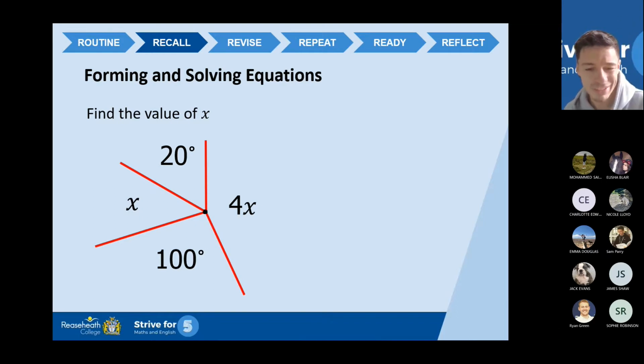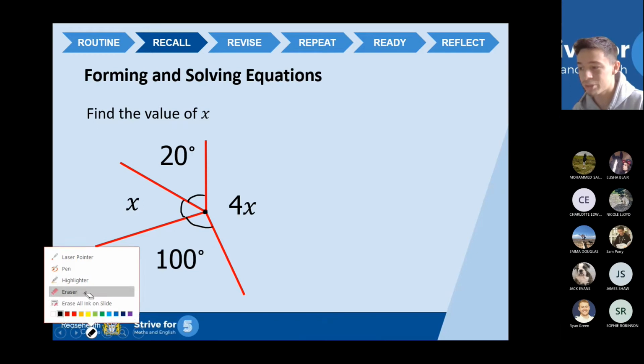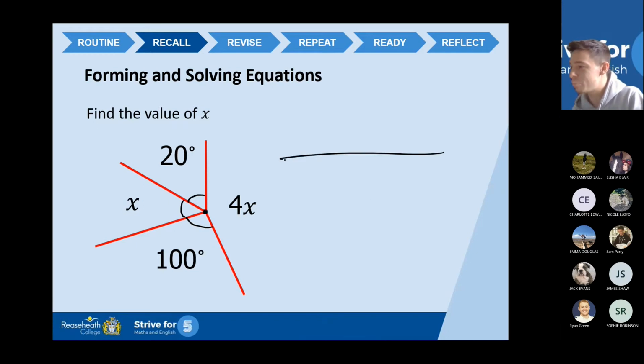Lottie is saying 360 degrees. And Lottie would be absolutely spot on. So these 4 angles here, when put together, would give me 360. Hey Mo, I like your attempt there. Not quite 180. 180 would be if it was a straight line. But because we've got angles at a point, it would be a circle, which gives me 360 degrees.